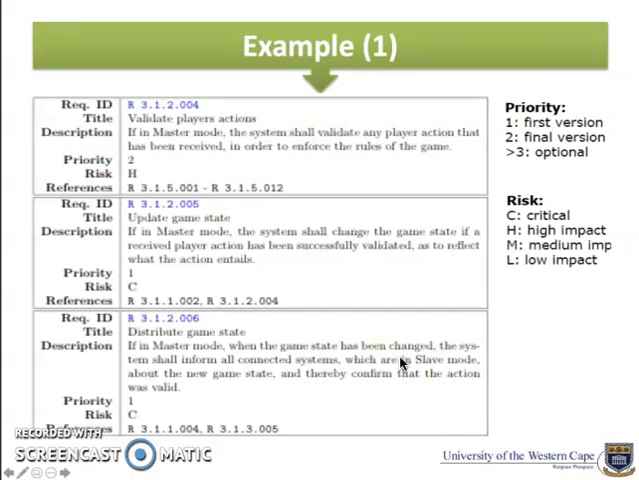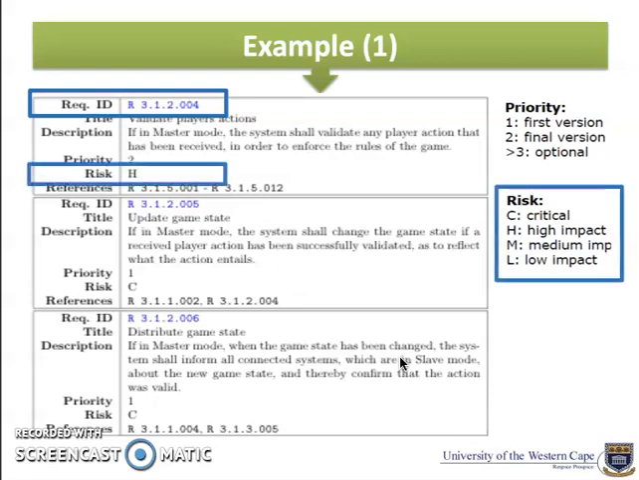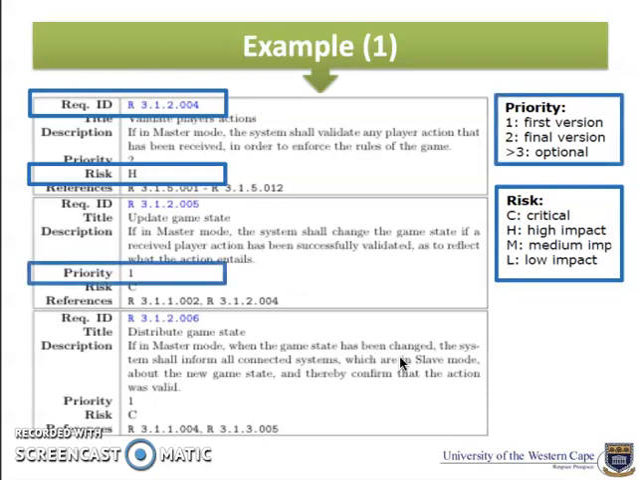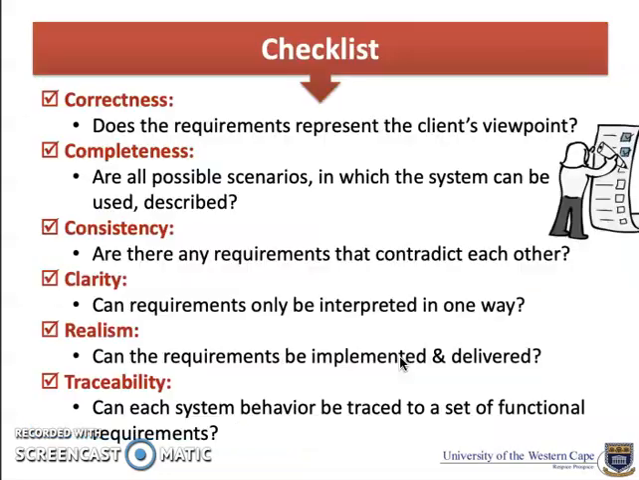So here are some more examples. Notice requirements ID, which is important for traceability of requirements, especially in the test cases, and we will talk about that later. Also notice the risk factor and priority index. And lastly, also see that there is a reference to other requirements that may be dependent on these requirements here or vice versa.